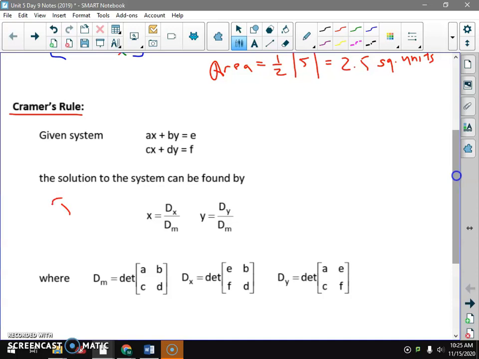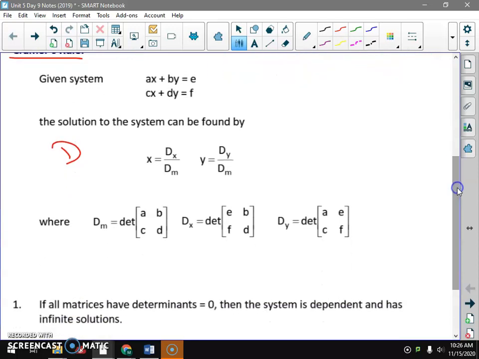That's what this capital D stands for, determinant, okay? And we're going to go Dx over Dm. M stands for main. Dy over Dm, all right? So we have a main matrix, an x matrix, and a y matrix. And where are they going to come from? The main matrix is simply, let's see, A, B, C, D, the coefficients. Not the answers, just the coefficients.